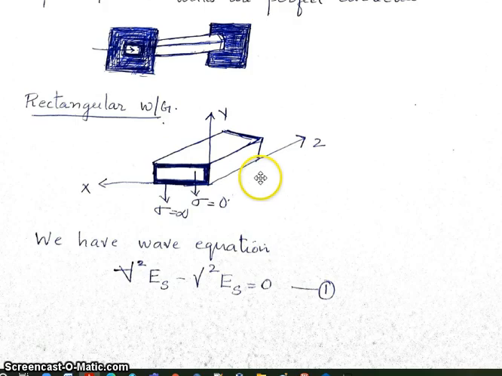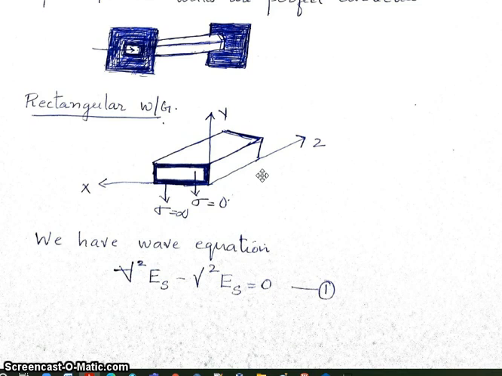Okay, I hope you remember the statement that electric field on the surface of a conductor will be maximum and electric field inside the surface is equal to 0. The same theory is used here.